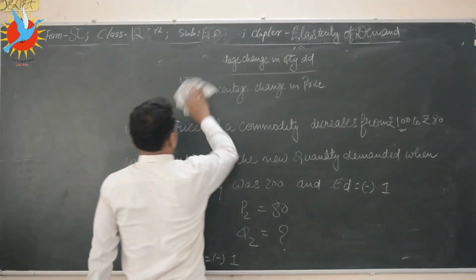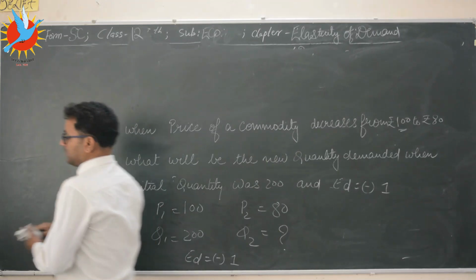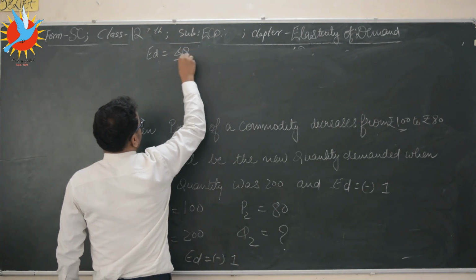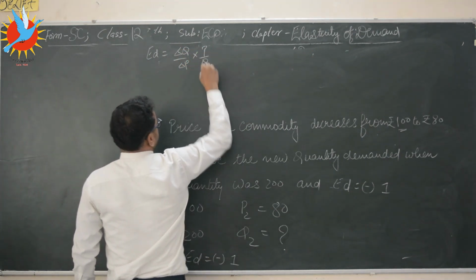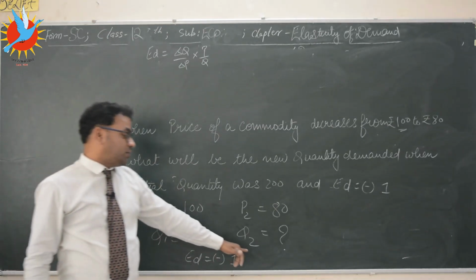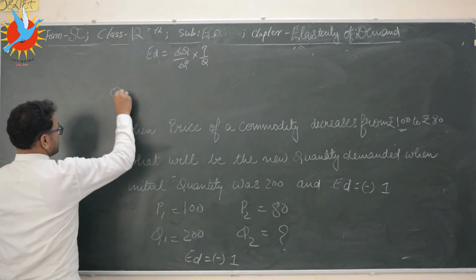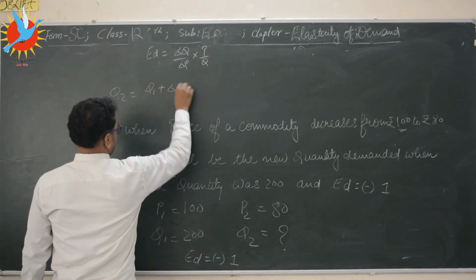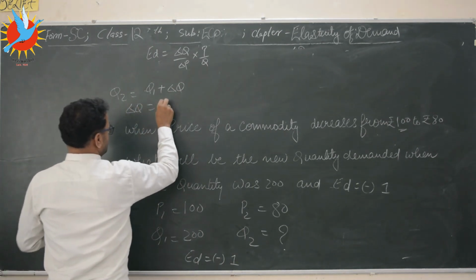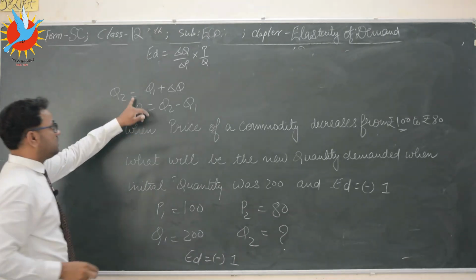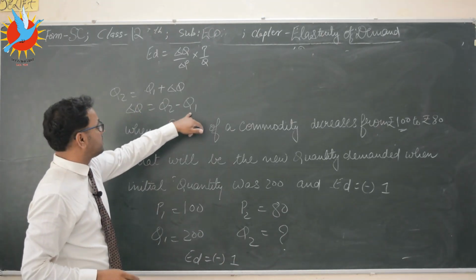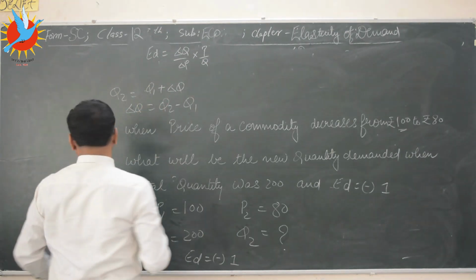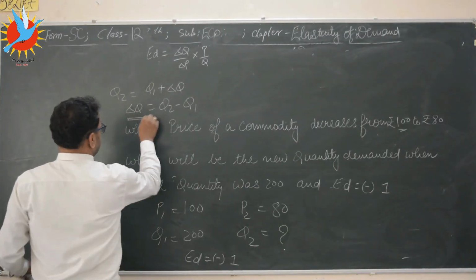So we can write the formula. Elasticity of demand is equal to delta Q upon delta P into P by Q. As we know, we have to find out Q2. Q2 is equal to Q1 plus delta Q, because delta Q is equal to Q2 minus Q1. Delta Q is equal to new quantity minus old quantity. So to find out Q2, when we bring it here, it will be added to Q1. Meaning first we have to find out delta Q.